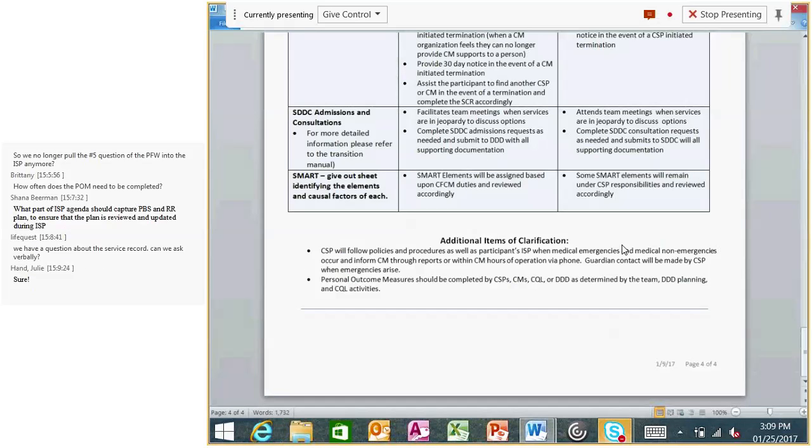LifeQuest has a question about service record, and they would like to just ask over the phone, which is perfectly fine. Go ahead. Hi, Julie. This is Pam. I'm having a hard time composing the question, so I'm just going to ask.